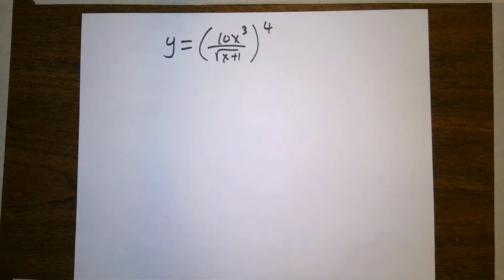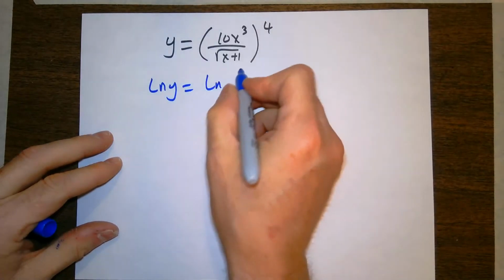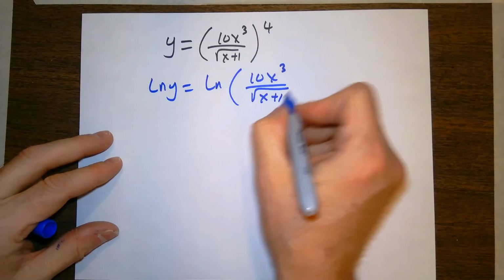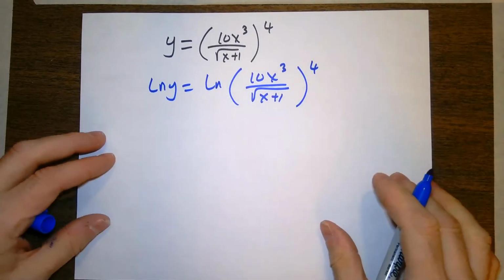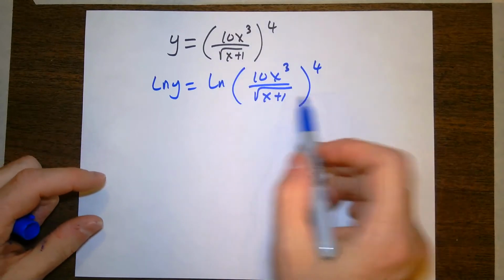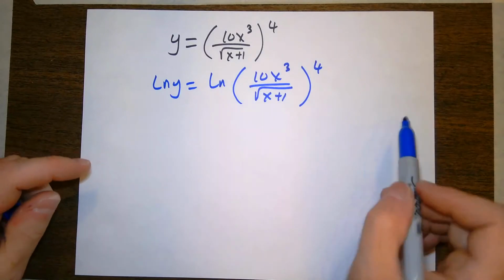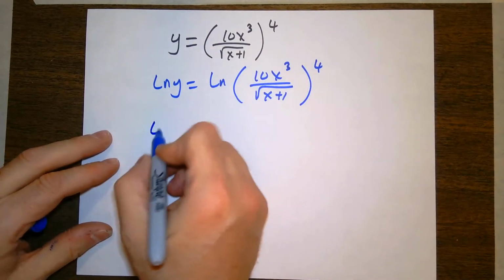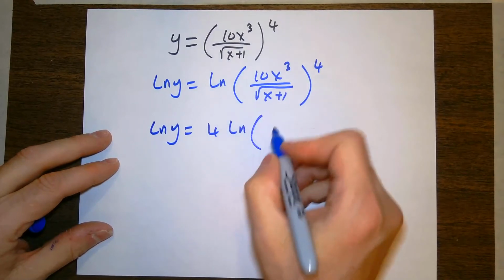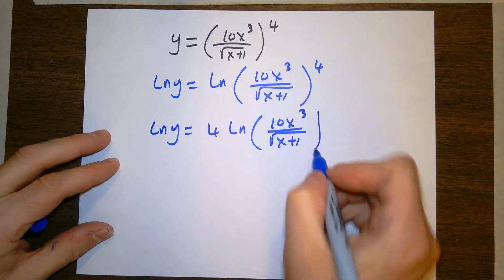So I'm going to take the natural log of both sides. The natural log of y equals the natural log of 10x to the 3rd over the square root of x plus 1, the whole thing to the 4th power. And now using the properties of logarithms, I want to break that up into a whole bunch of different things. And we'll get to the point where we will be able to do all the different pieces in our head. All right, the natural log of y equals 4 times the natural log of 10x cubed over the square root of x plus 1.